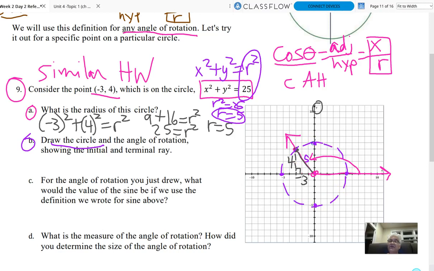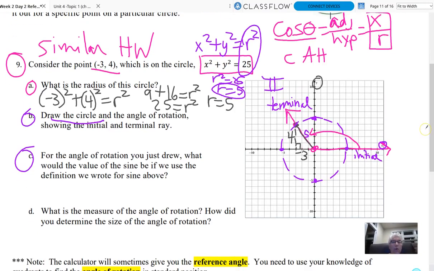Look at my circle. It goes through the radius like it's supposed to, because the radius is between the center and the circumference, and it goes through our point on the circle. We have our initial ray, where we started on the positive side of the x-axis, and we have our terminal ray, where we stopped in quadrant 2. Next question, for the angle of rotation you just drew, what would be the value of the sine?